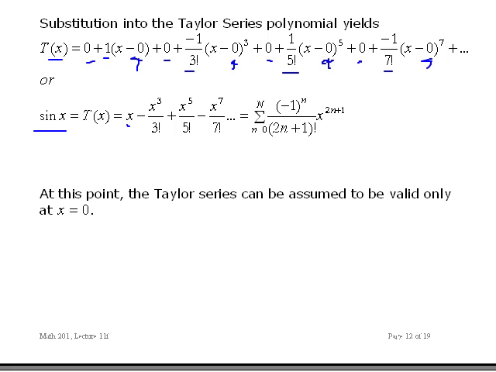I can write that in sigma notation. It is the sum from n equals 0 to infinity of minus 1 to the n times x to the 2n plus 1, over 2n plus 1 factorial. So this is a compact form. Notice that it's odd. Well, that makes sense since sine is an odd function.